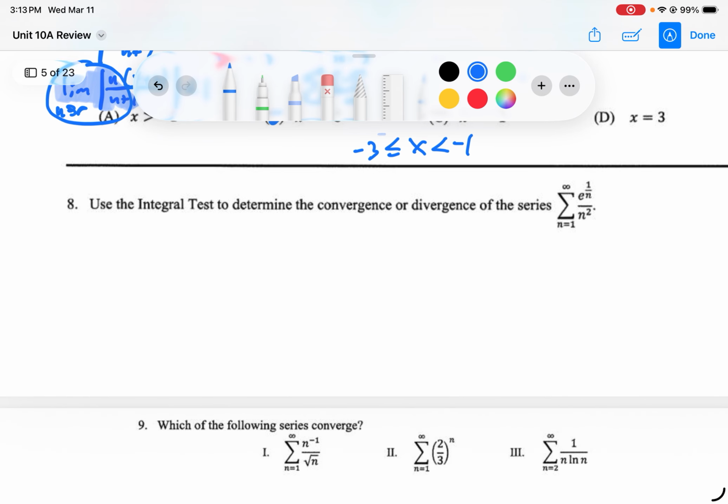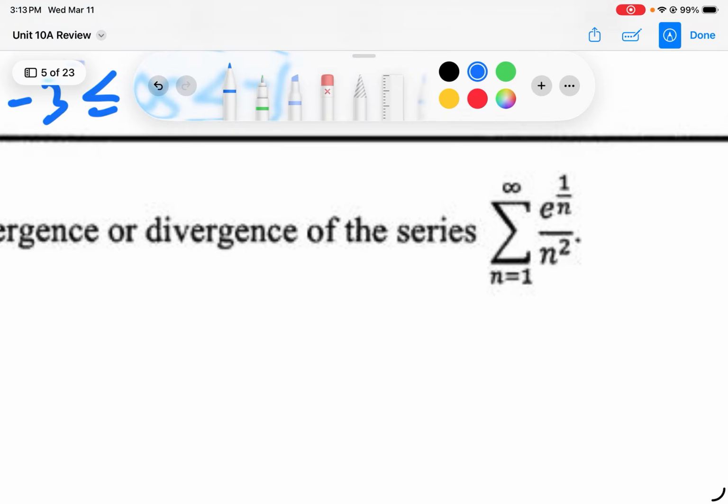All right, use the integral test. Some of y'all are thinking, nope, not going to do it, just going to skip it. Use the integral test to determine the convergence or divergence of this series. Oh boy, well, this looks fun.